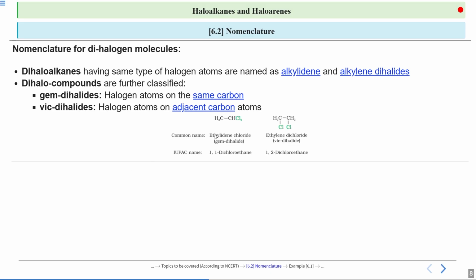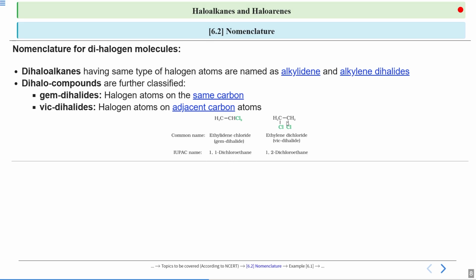If you see the example, the first example is the gem dihalide, CH3CHCl2. That means at the first carbon we have two chlorines present. So two halogens are present on the same carbon, and the common name will be ethylidene chloride, or geminal dihalide. The IUPAC name for this will be, at the first position we have two chlorines, so we write 1,1-dichloro, and we have two carbons in total, so 1,1-dichloroethane.